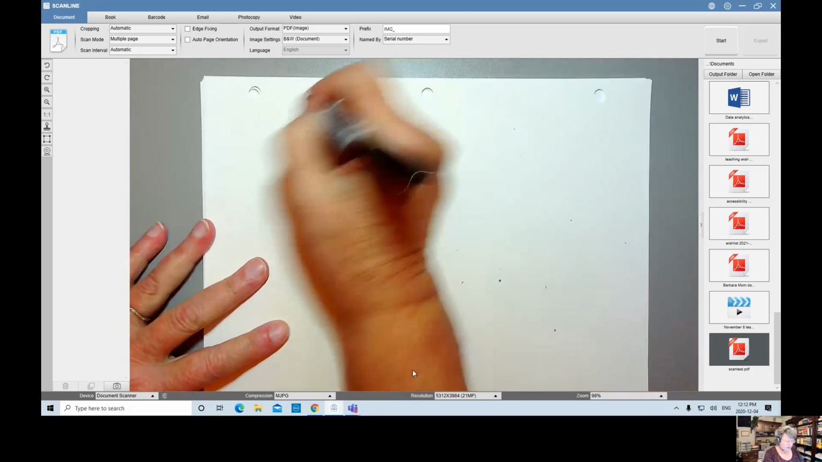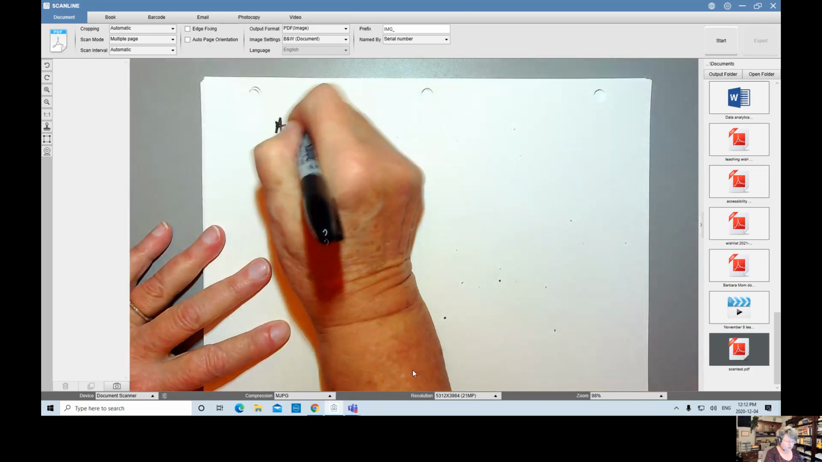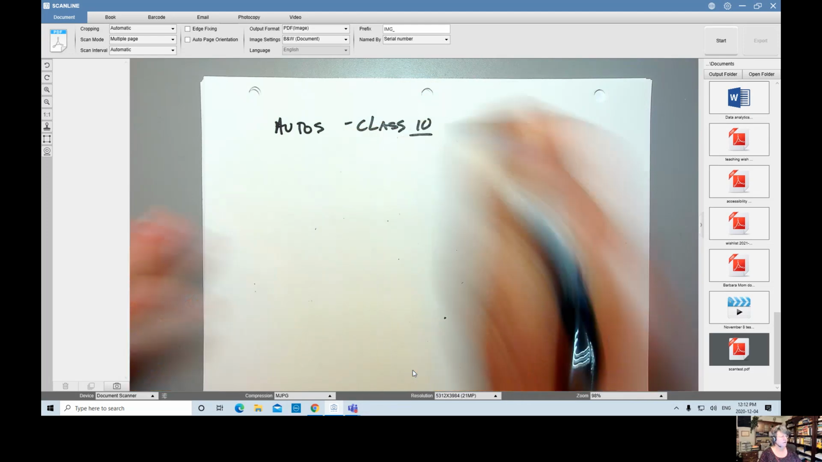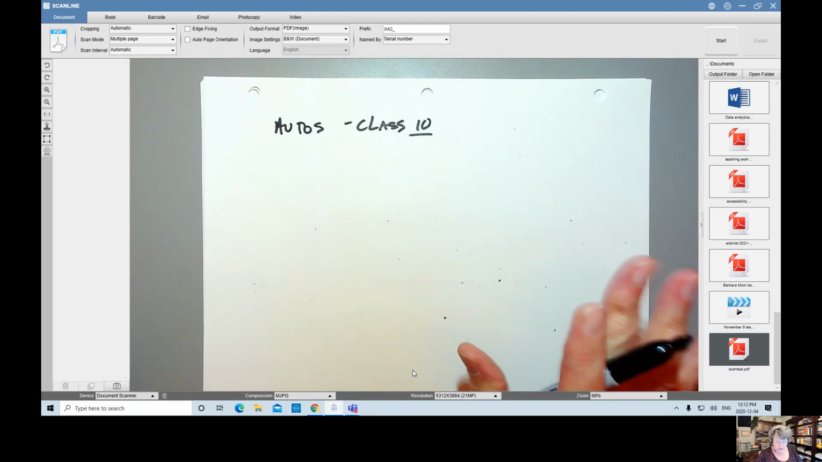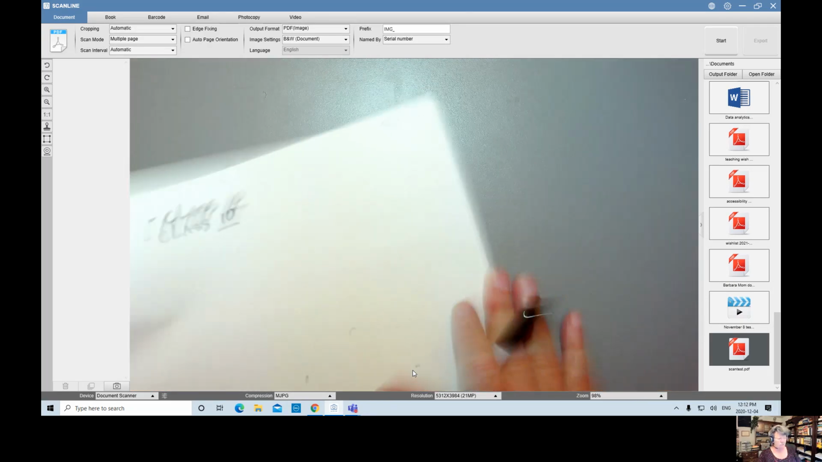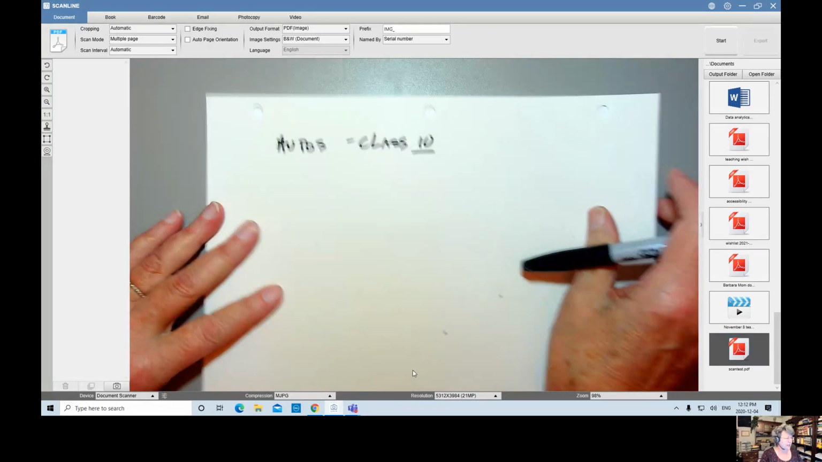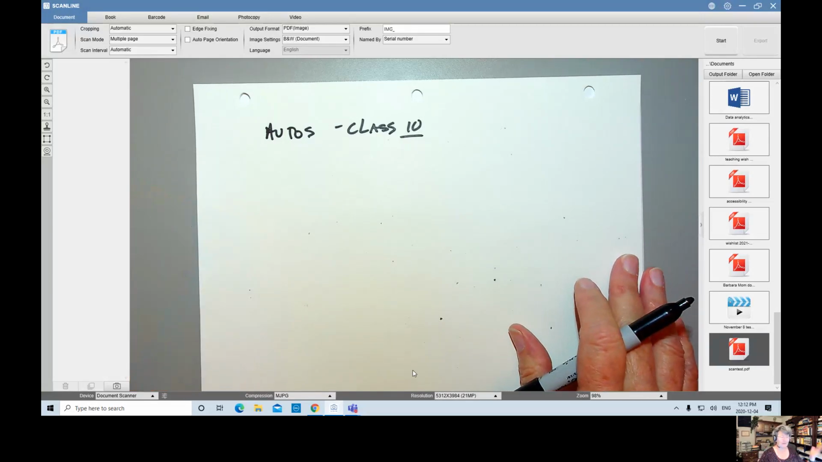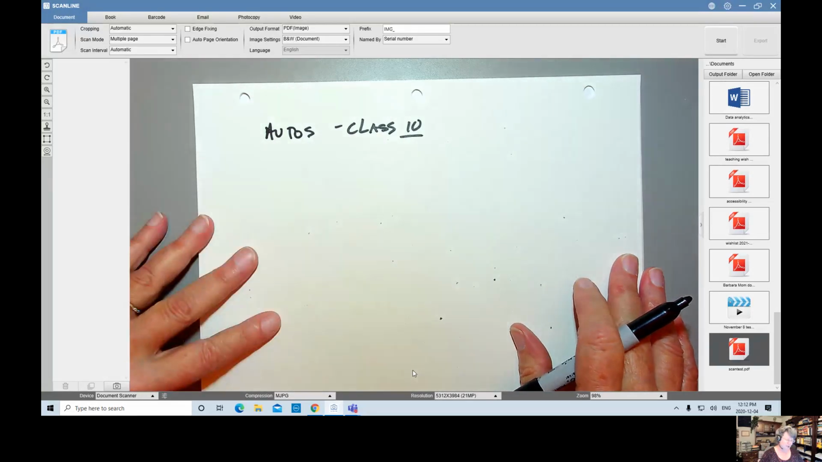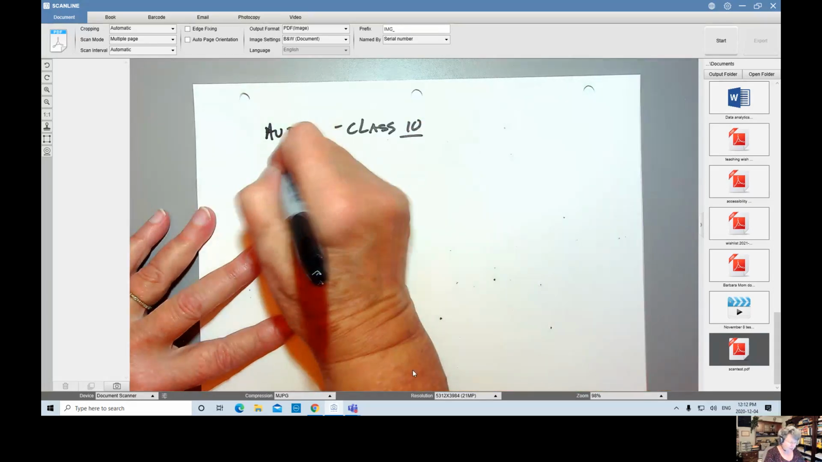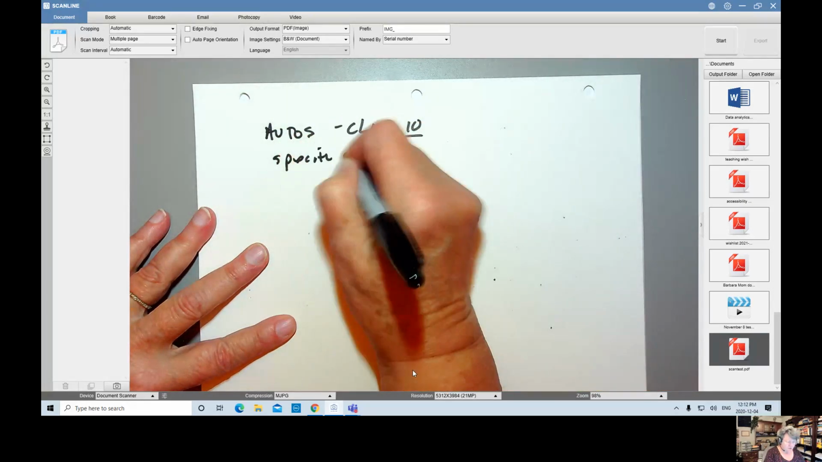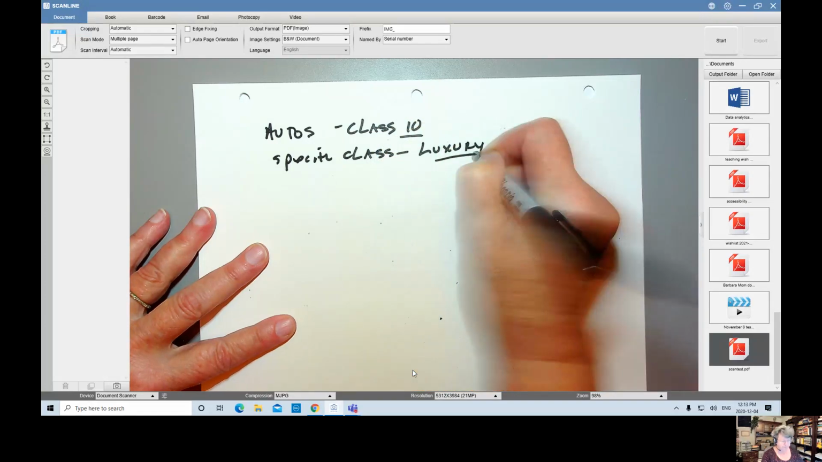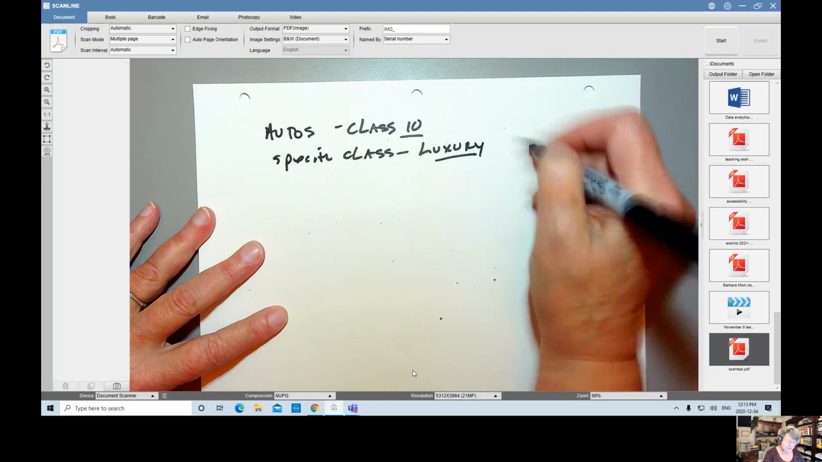So we have cars, automobiles are basically in class 10. All right, so normal automobiles stay in class 10, etc. But the government said, wait a second, some of these executives have the company buy very expensive cars. Maybe they're buying them a Lamborghini that costs $150,000. So there is a special class for what's known as luxury cars or luxury autos. And so that's class 10.1.